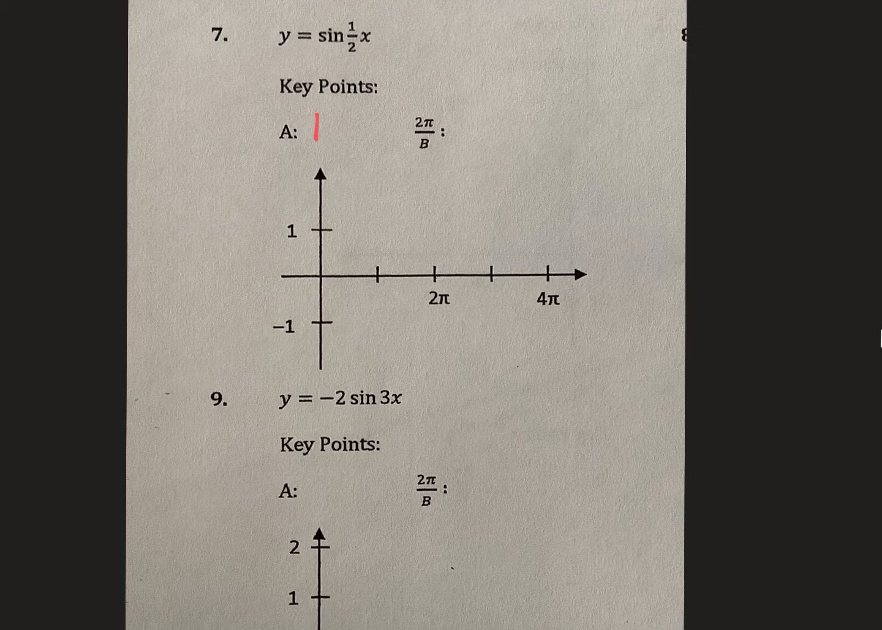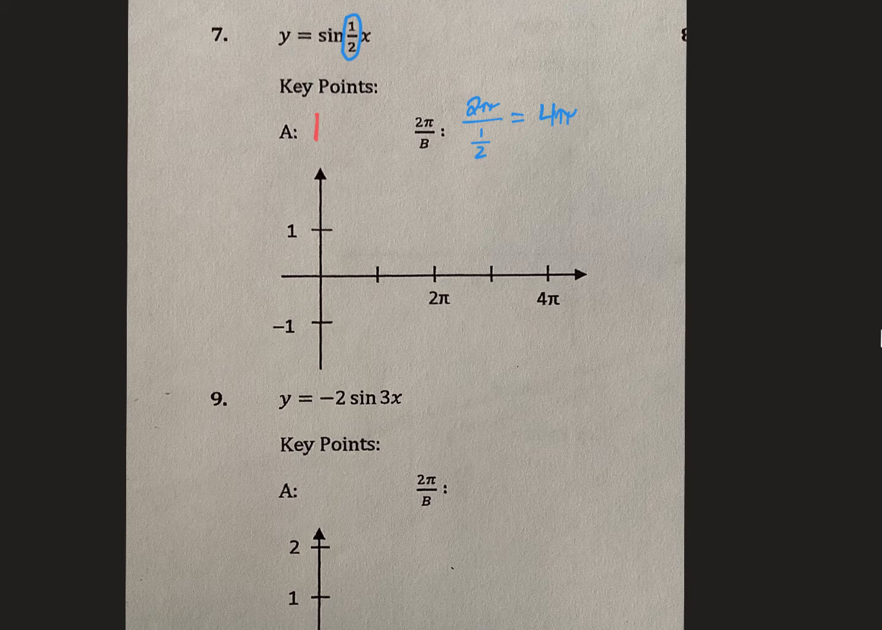All right, our amplitude is 1. Now we're actually going to have to do something with this 2 pi over b. So b is whatever is in front of x. In this case, it's 2 pi over 1/2. So just divide 2 pi by 1/2, which, when you divide by a half, it's like multiplying by 2, so it is 4 pi.